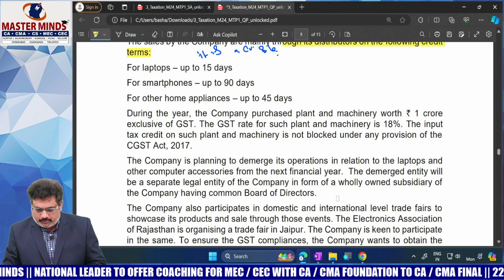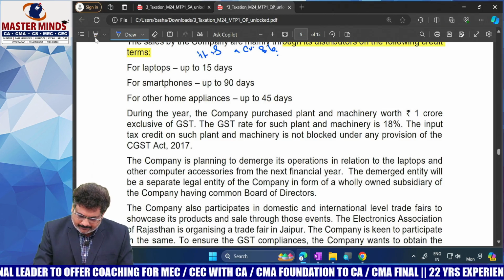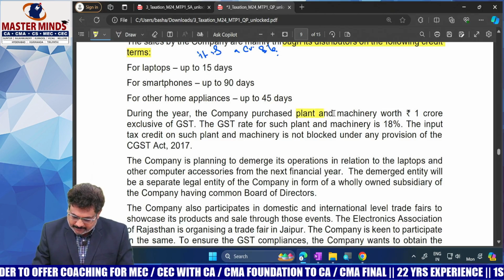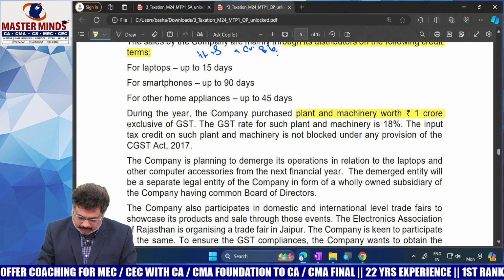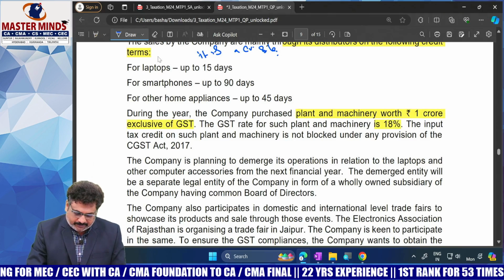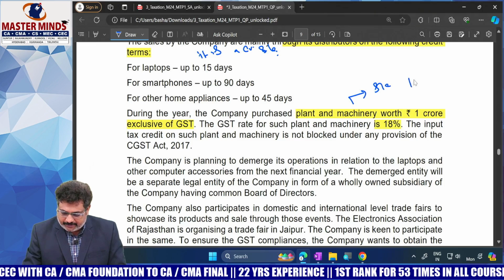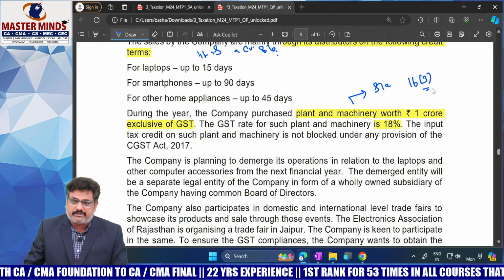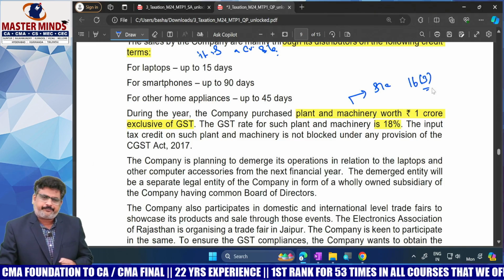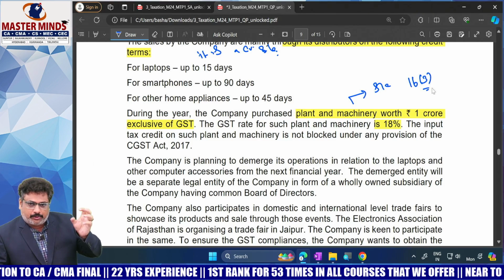That means which point here are you keeping focus on? ITC. Plant and machinery worth 1 crore exclusive of GST. Rate of GST is 18%. That means here which topic do you need to keep focus on? ITC, Section 16(3). What is the topic with respect to 16(3)? You need to remember those things.